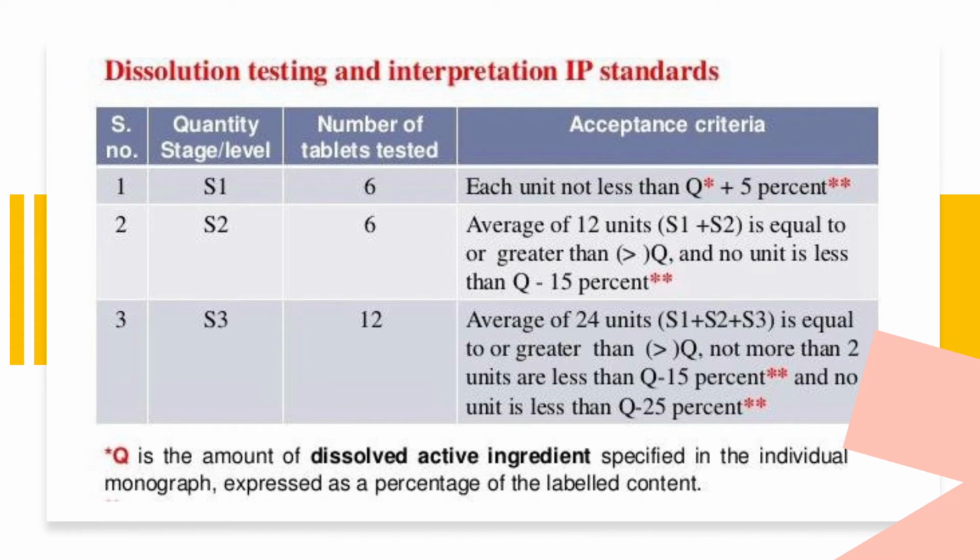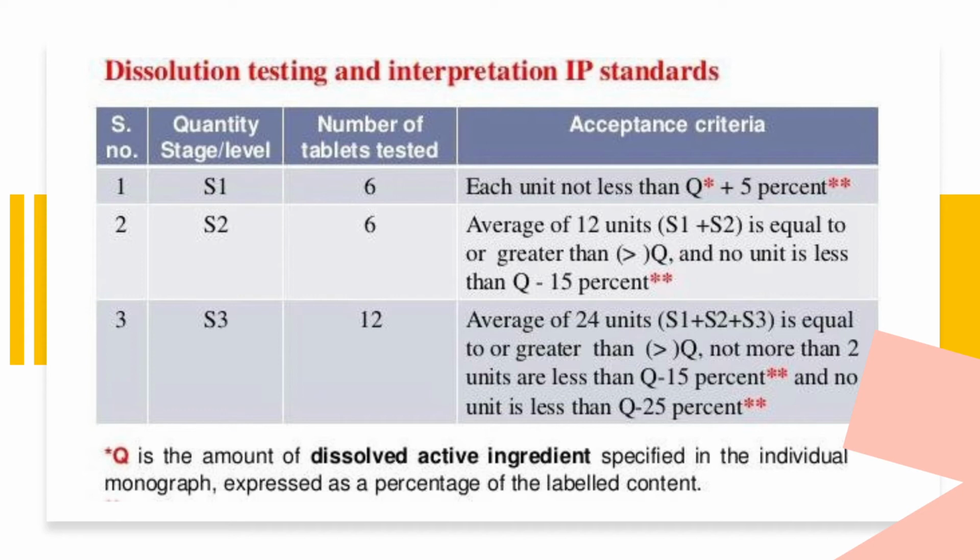Now, before understanding the interpretation of dissolution testing as per Indian Pharmacopoeia, we need to first understand about the Q. Q is the term which is the amount of dissolved active ingredient. Q is the labeled content of the drug. Q is the dissolved active ingredient specified in the individual monograph. For example, if an individual monograph specifies the drug to be 100%, the test has to be interpreted in 3 stages, or 3 levels. In stage 1 or level 1, S1, we take 6 tablets.